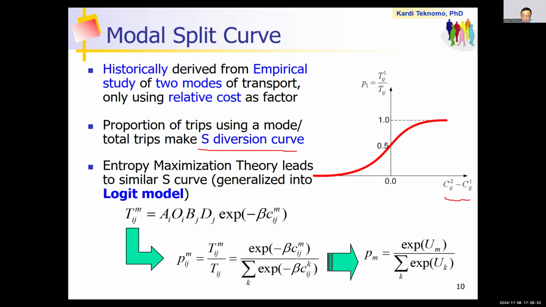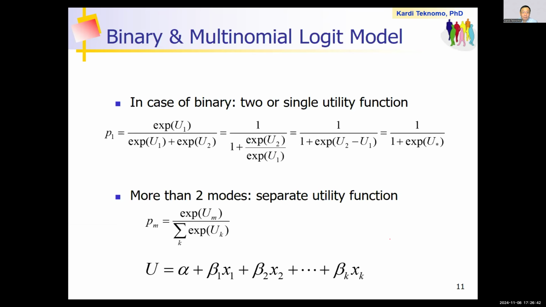Yeah, K here is all the modes. So this M here is just one mode. In case of binary, you can use the binary Logit model, so it is much simpler. Basically you have two utilities, U1 and U2, and based on this, you can also use a simplified method.